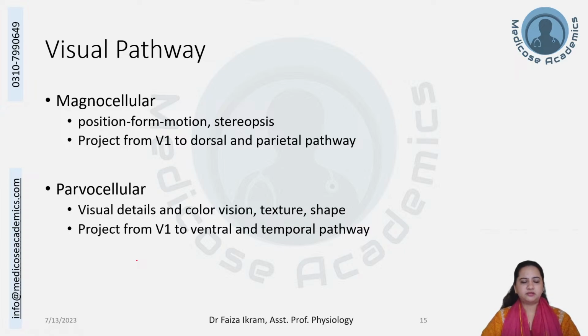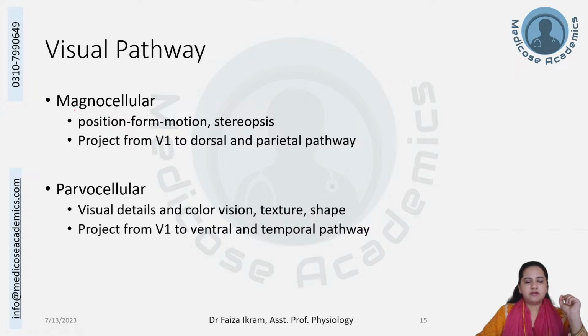The magnocellular pathway and the parvocellular pathway: we have seen them from the ganglion cells to the geniculate body and to the visual cortex. Now this slide is showing from the primary visual cortex. After the message is received, the message after interpretation is sent to the surrounding areas of the brain.